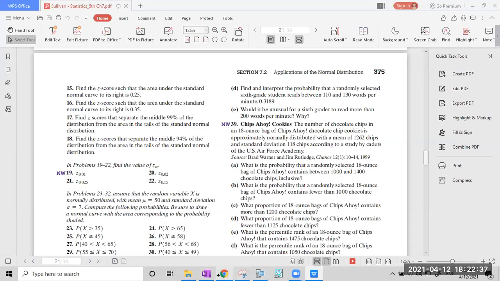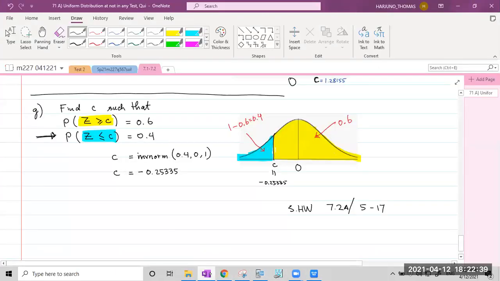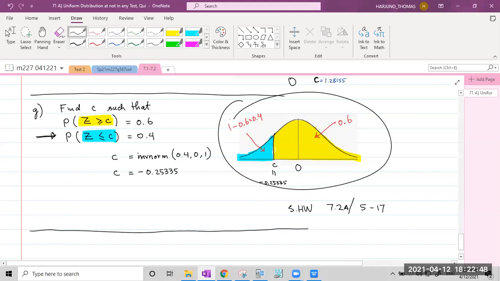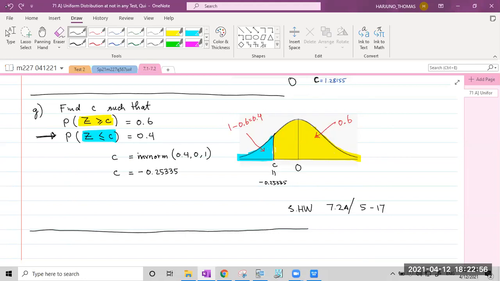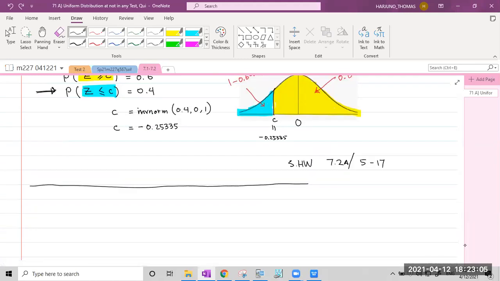Okay, the key is really to sketch the graph. Use that picture to help you figure it out. Now, in the next couple of minutes, maybe 10, at most 15 minutes, I will do the general normal distribution.